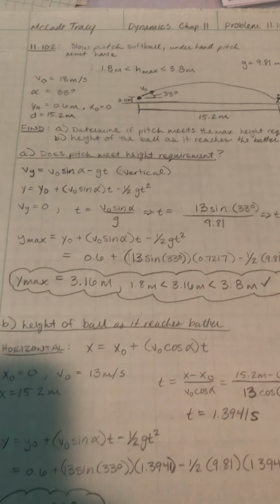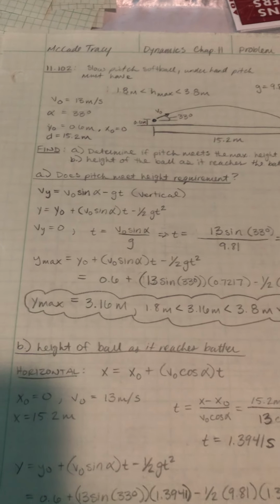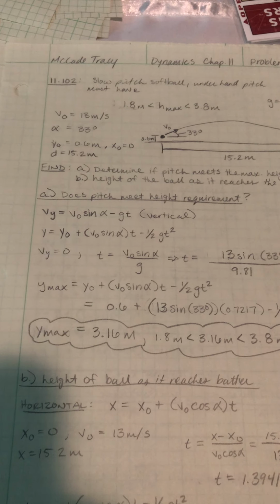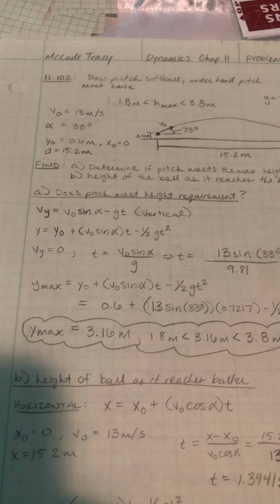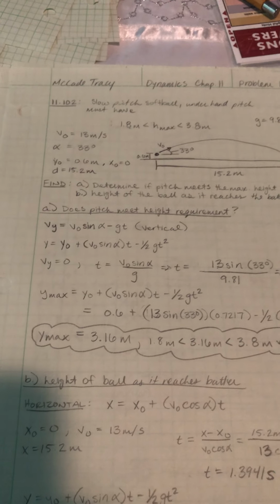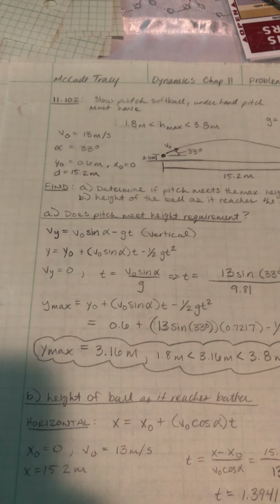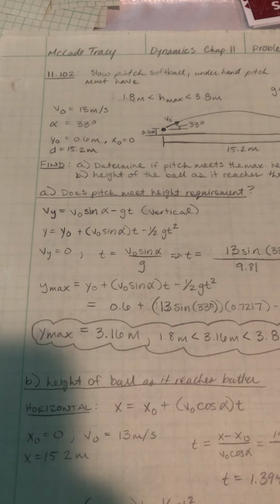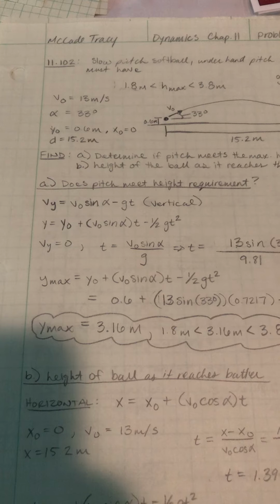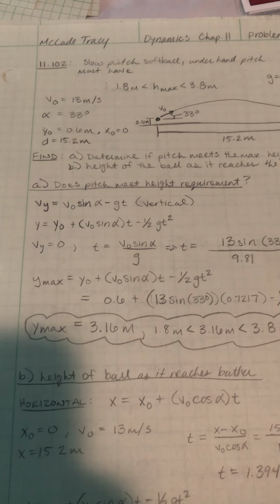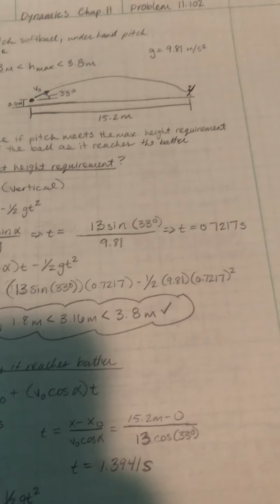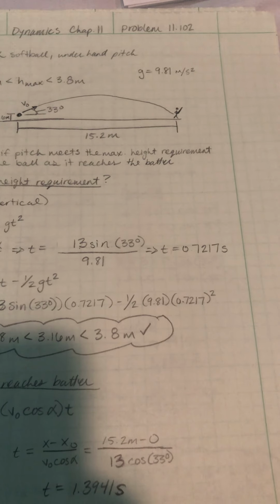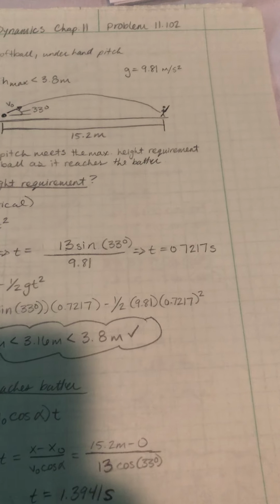So to find if the pitch meets the height requirement, we use Vy equals V naught sine alpha minus g times t, plugging in what we know and solving for t to find the time. We get t equals V naught sine alpha over g. Using that, we find that our time is equal to 0.7217 seconds.